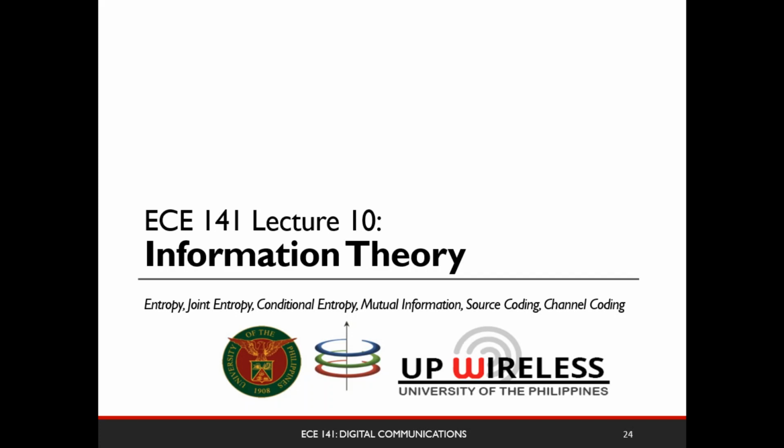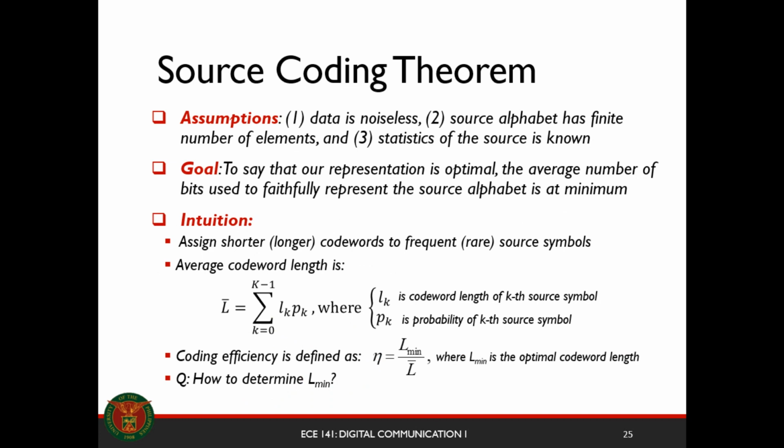Let's formalize it. Source coding, well, let's have these assumptions first. Data is noiseless, there won't be any corruption due to noise. Your source alphabet has a finite number of elements, basically how we defined the data source from the previous lecture. And the statistics of the source is known. Basically, we know the a priori probabilities of the symbols that are being sent by the data source.